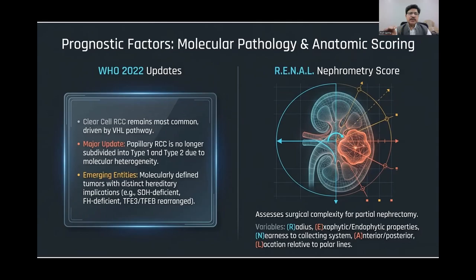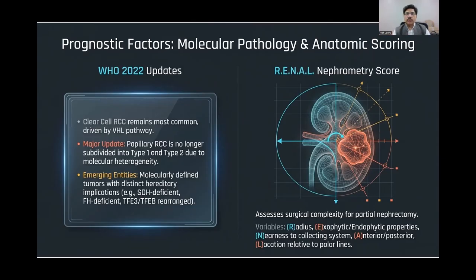Papillary RCC is no longer subdivided into type 1 and type 2. Now instead, the papillary is subclassified into various molecular entities, molecularly defined tumors with distinct hereditary implications: SDH deficient, FH deficient, TFE3, TFEB, and ALK. These are all the various types according to WHO 2022.